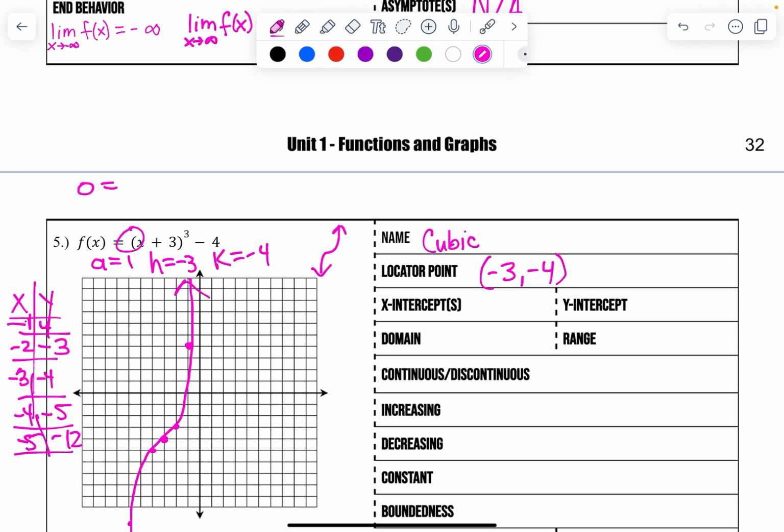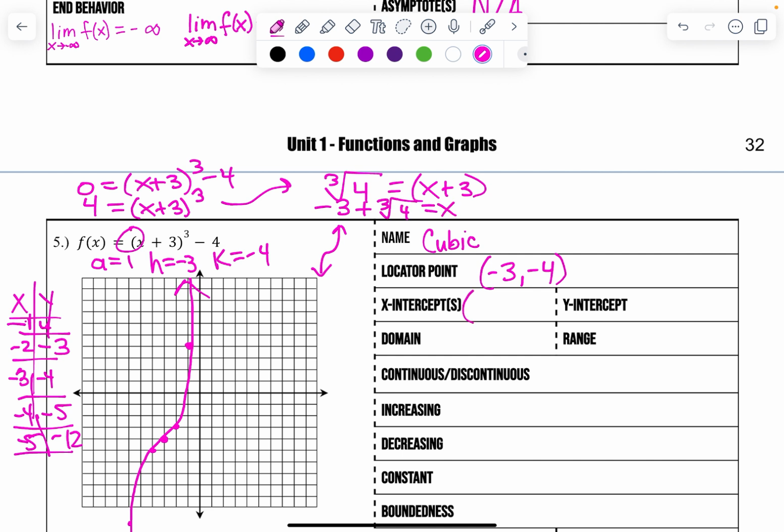You replace the y or the f of x with 0, and then we just have to use our algebra skills to solve. So I could add the 4 over, but then I've got to undo the cube, so I've got to take the cube root. And then we could subtract the 3. So we'd have -3 plus the cube root of 4. And you could type that into a calculator if you wanted to estimate it with a decimal, but this is also acceptable. That's your exact answer.